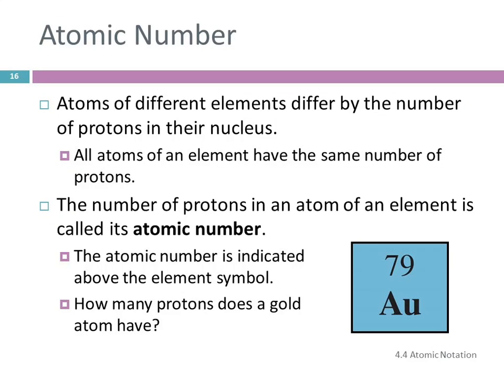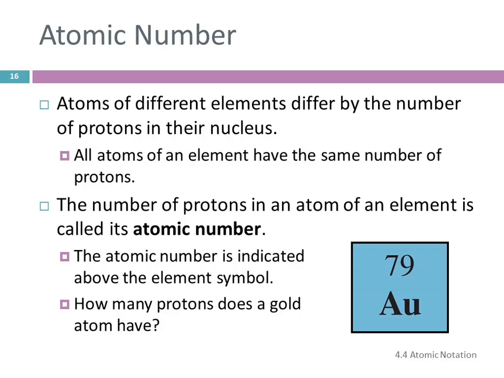Well, we mentioned that atoms of different elements are different from each other. And the way that they are different, that's most important, is the number of protons. So all atoms of an element have the same number of protons. Remember, Dalton's theory said that all atoms of an element were exactly the same. Well, they're not exactly the same, but they all have the same number of protons.